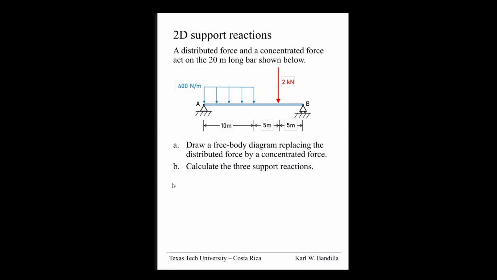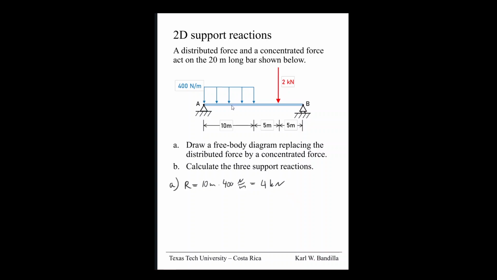So let's jump right in, get our free body diagram. But before we can get that, we need to take our distributed load and turn it into a concentrated force. So we can say R. Remember, that's just the area under the curve, under the loading curve here. So it's a rectangle. We have 10 meters is the length of our rectangle, and the height is 400 Newton per meter. And that gives us, of course, 4,000 Newton, or we can just do 4 kilonewton.